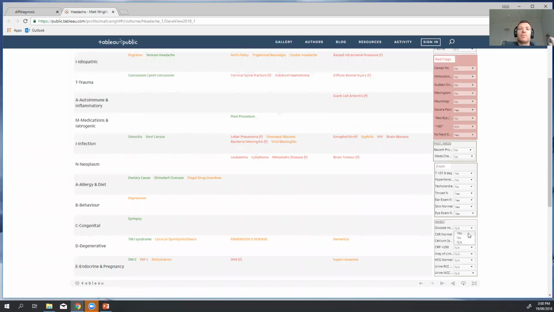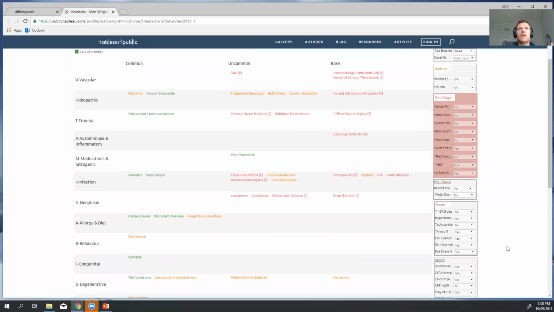Also, once bloods came back, I saw that he had normal glucose, normal calcium. CRP was not greater than 100. He obviously wasn't pregnant, and he had a normal urine, which I asked for as well, red cell count and white cell count. So at this stage, there's still a number of things that are left here, and there's one red flag which has popped up.